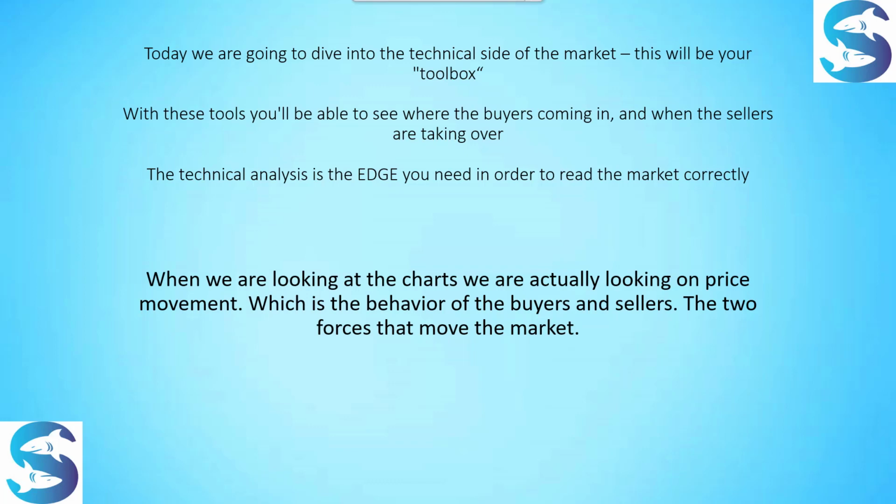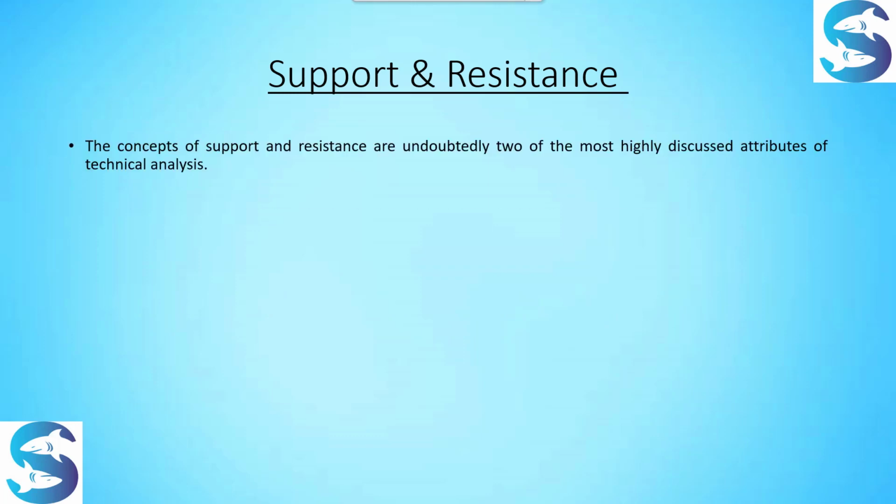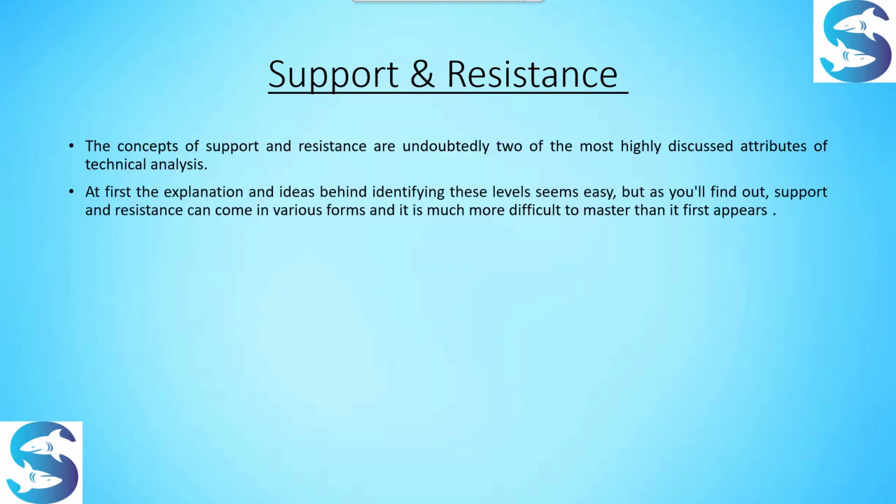Chapter 1. Support and Resistance. The concepts of support and resistance are undoubtedly two of the most highly discussed attributes of technical analysis. At first, the explanation and ideas behind identifying these levels seem easy, but as you'll find out, support and resistance can come in various forms, and it is much more difficult to master than it first appears.